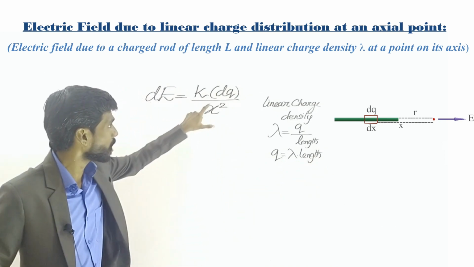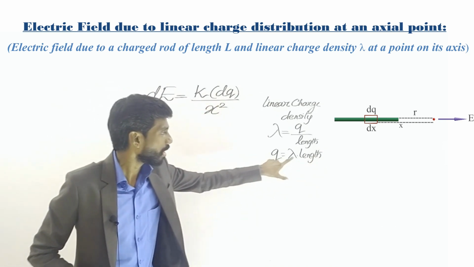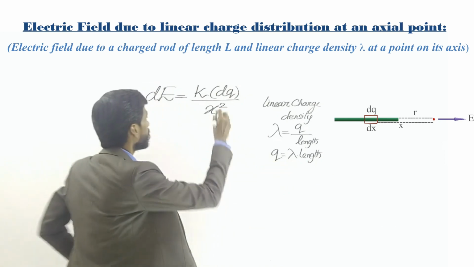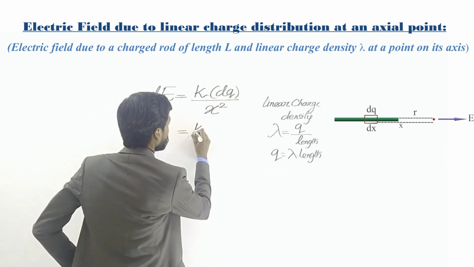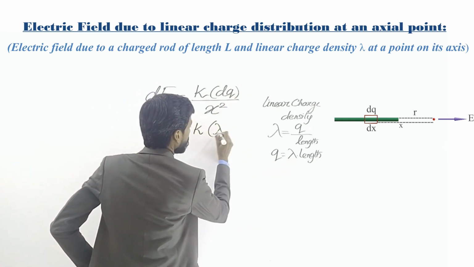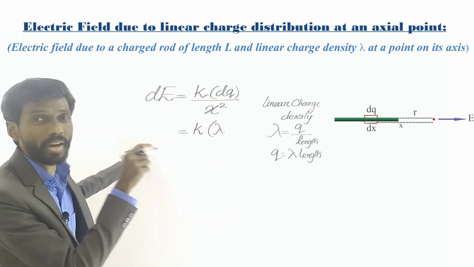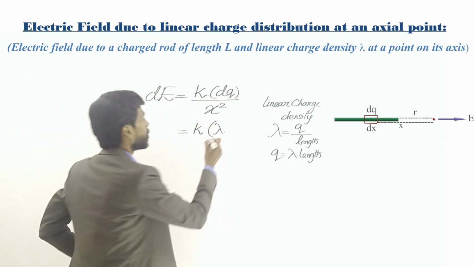Okay, so if you know the linear charge density, we need the charge multiplied by the length, so that's it. Now we need the charge dq. So what is charge? Lambda multiplied by the length. So that means this will become k, lambda multiplied by the length. What is the length of that part of the rod? That is dx. So that means lambda dx.